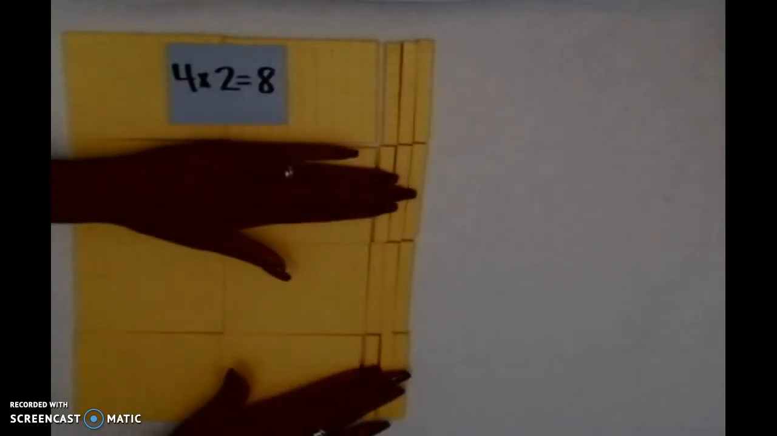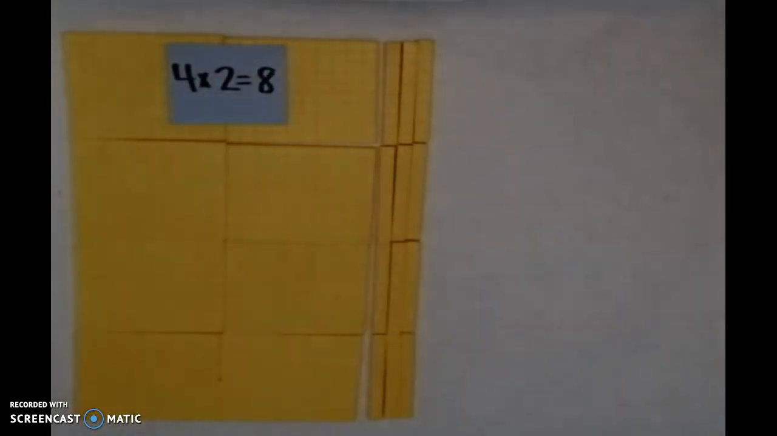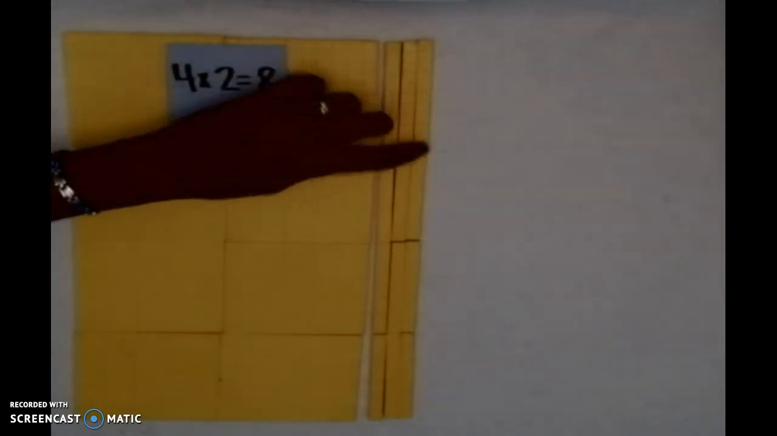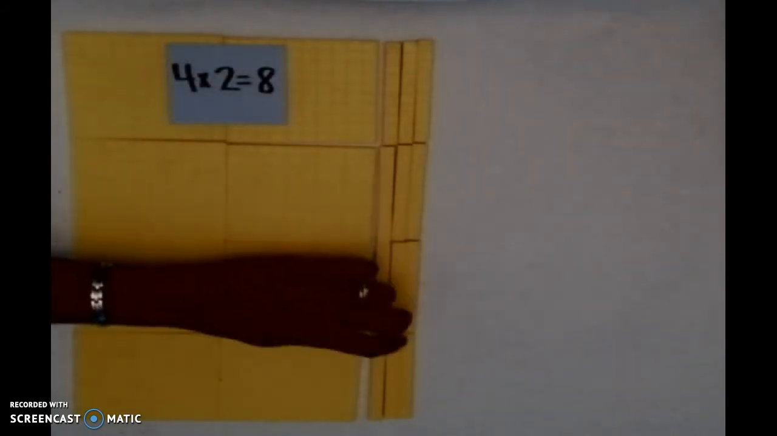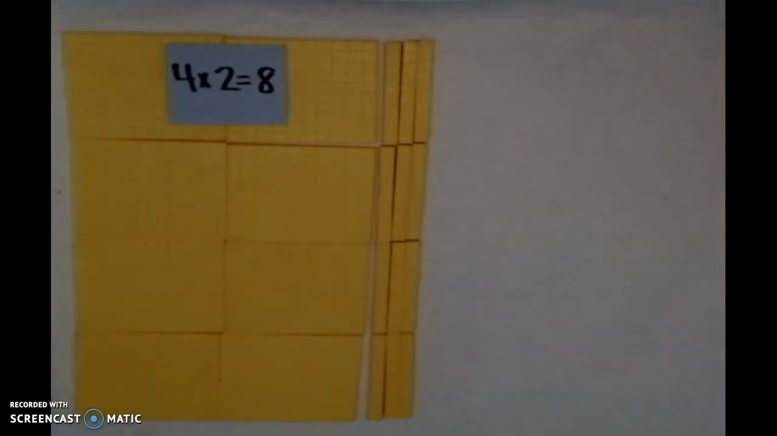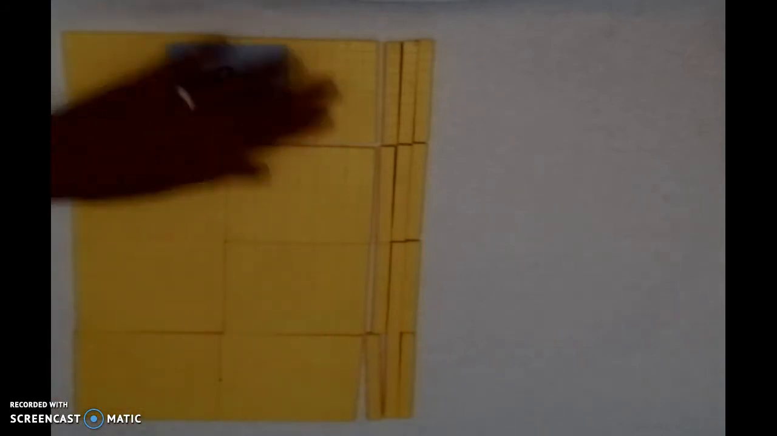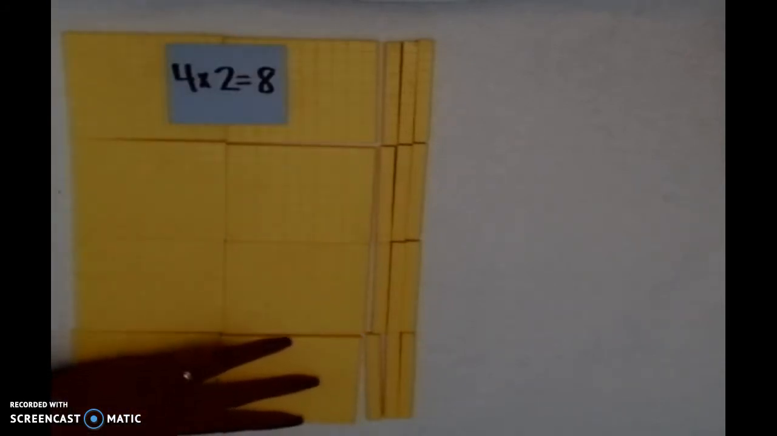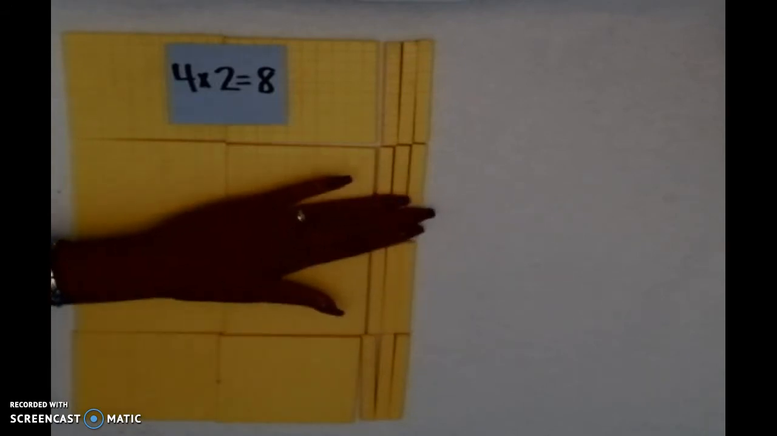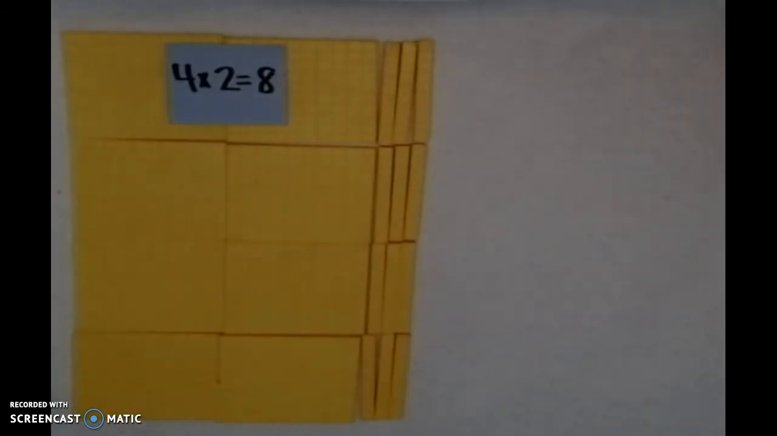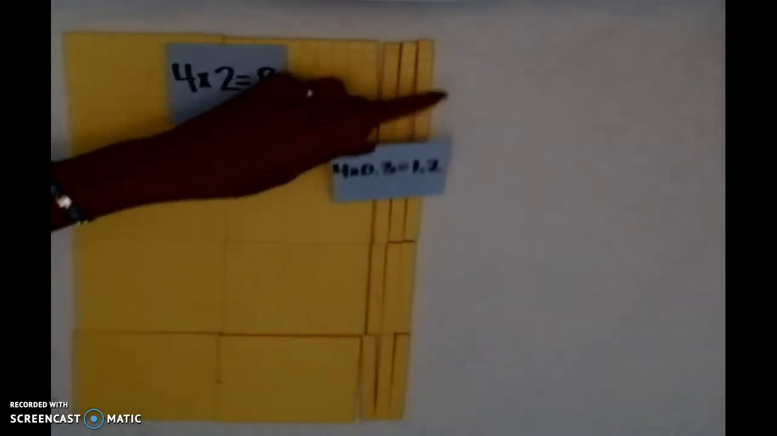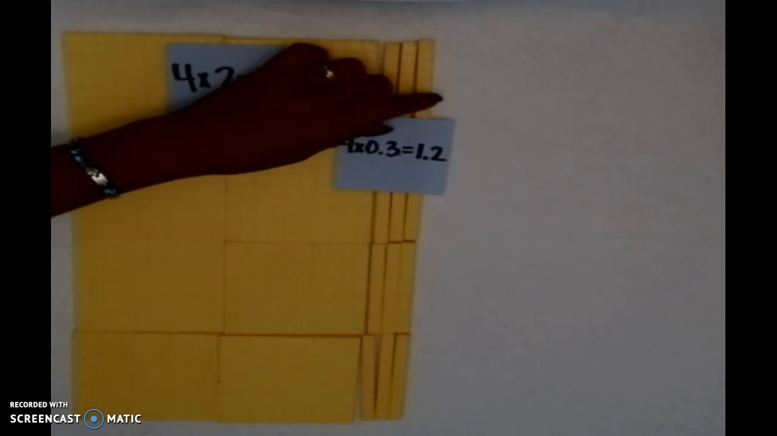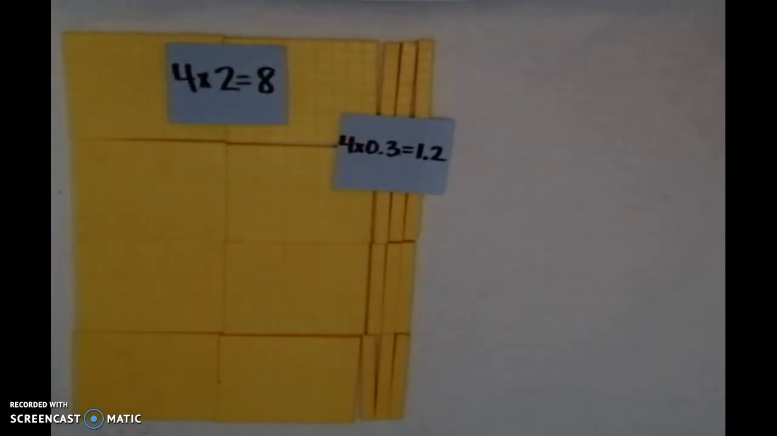I notice now that I have a total of 12 tenths. That's 1, 2, 3, 4, 5, 6, 7, 8, 9, 10, 11, 12 tenths. Well, I remember that 10 tenths make up 1 whole. And therefore I have 1 whole with 2 tenths left over, making 1 whole and 2 tenths. So 4 times 3/10 equals 1 and 2 tenths.